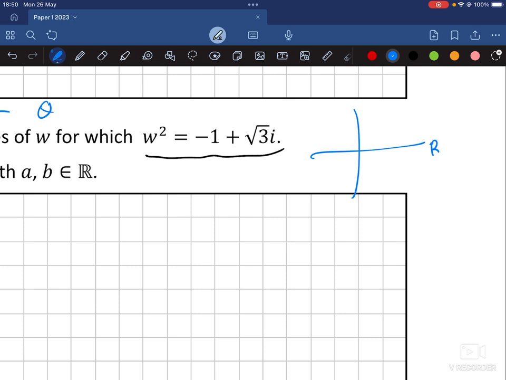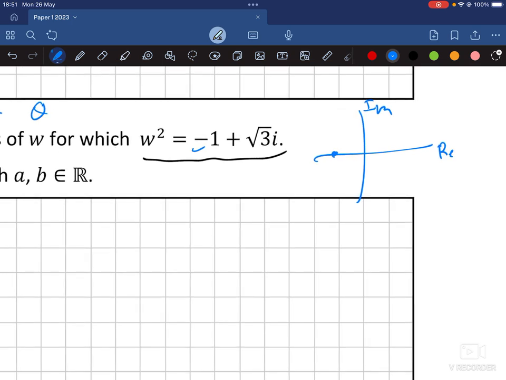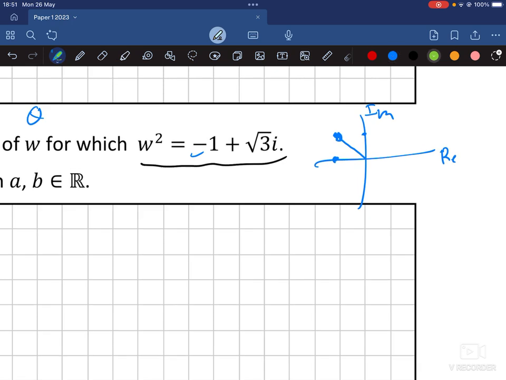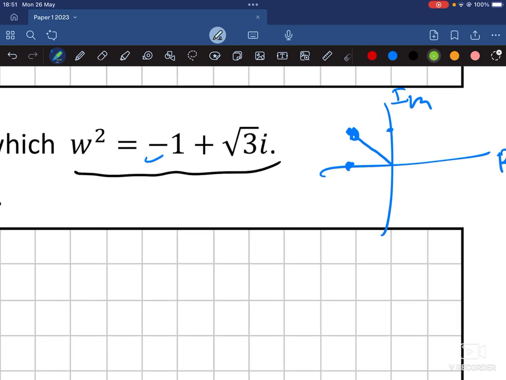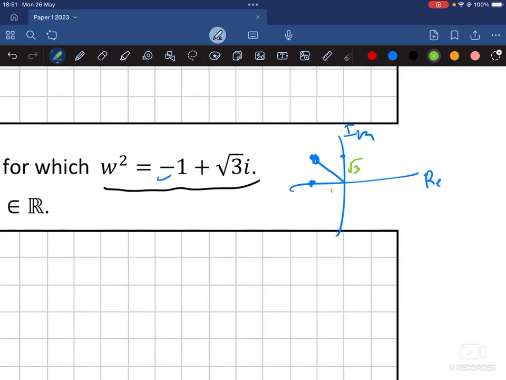So you always plot it on the diagram, so I'm going to draw my diagram here. Remember, this is the real axis and this is the imaginary axis. Now look at the real part, it's negative, so that means we're going to be over here. But the imaginary part is positive, so we're going to be up here. So our complex number is going to look something like this. And then this is going to be root 3 here, and this is going to be 1 here.